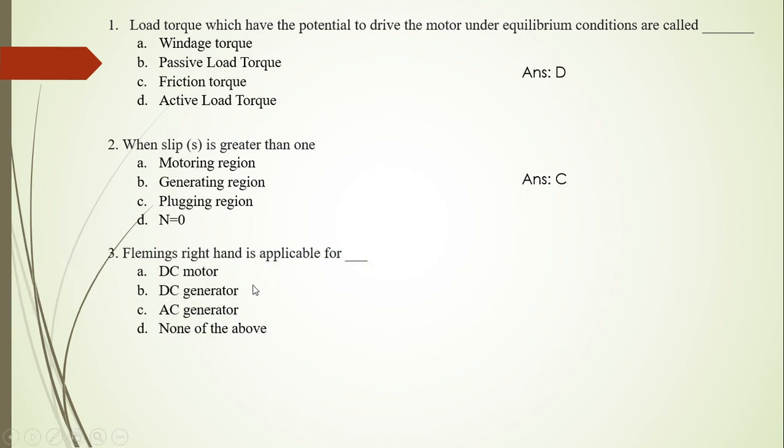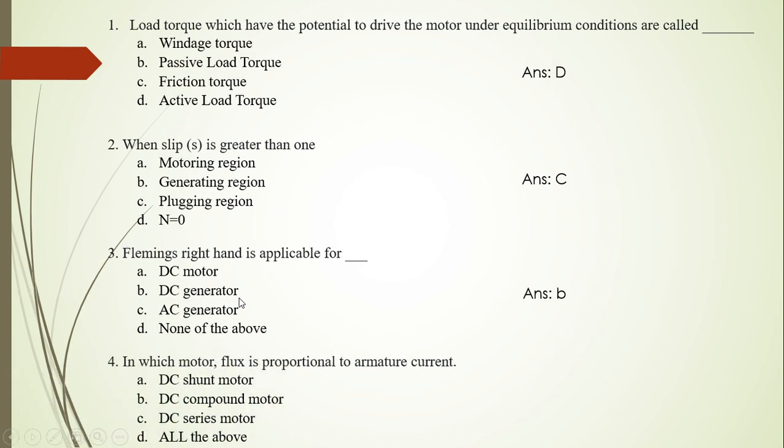Fleming's right hand rule is applicable for dash. Options are DC motor, DC generator, AC generator, none of the above. Students should know that Fleming's left hand rule is applicable for DC motor, but here we asked about right hand rule and it is applicable for generator, DC generator. Option B is the right answer.